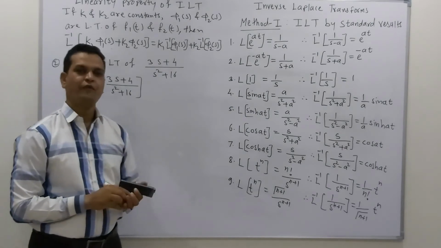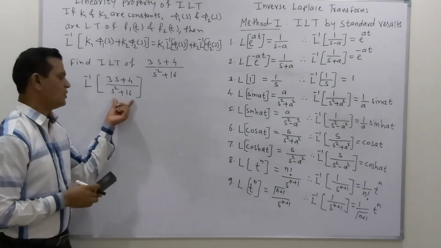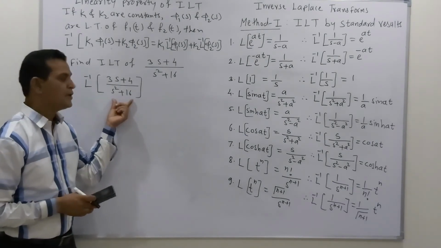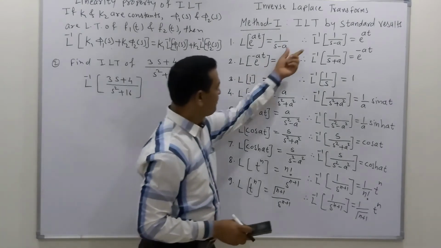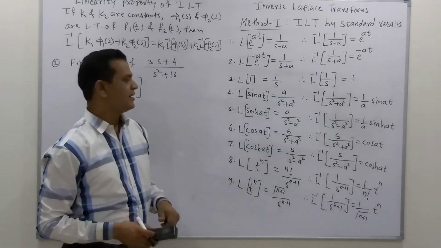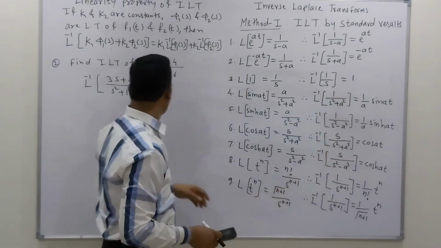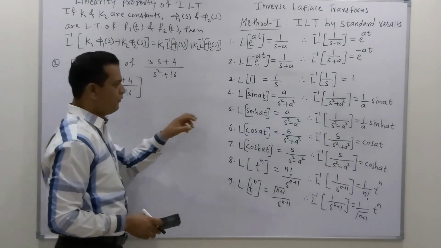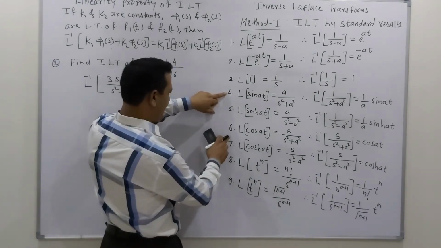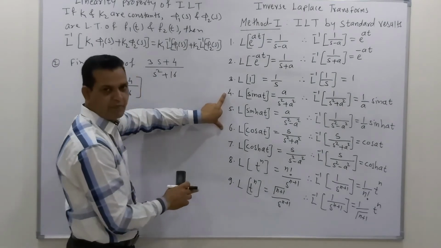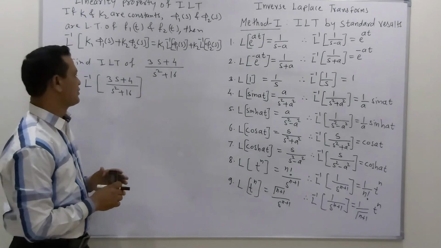Now friends, whenever we try to solve an example based on the inverse Laplace transformation, first concentrate on the denominator term. Here the denominator term is s square plus 16. If we compare it with the standard result, we get s square plus a square. That means we can easily apply the concept of result number 4 as well as result number 6 to find the inverse Laplace transformation of this function.